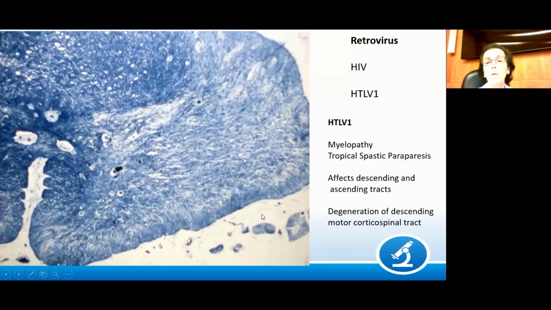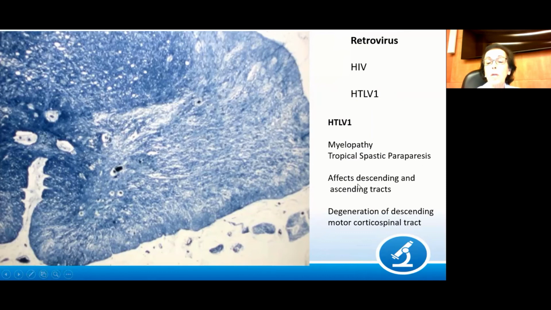And going to the end, I have here a retrovirus. I'm not talking about HIV. I also have a lot of material, but just showing one case of HTLV-1 that causes myelopathy, the tropical spastic paraparesis.